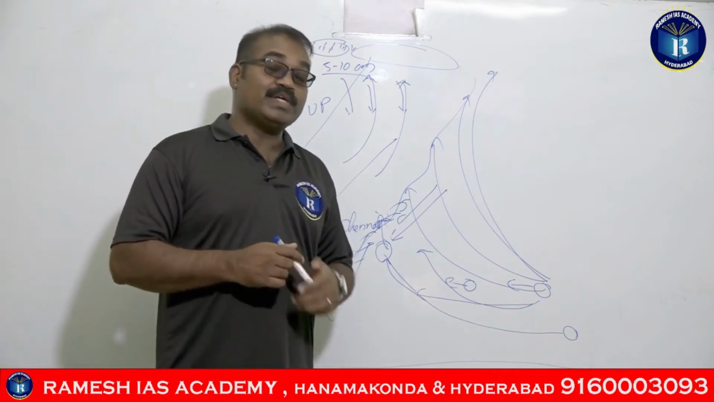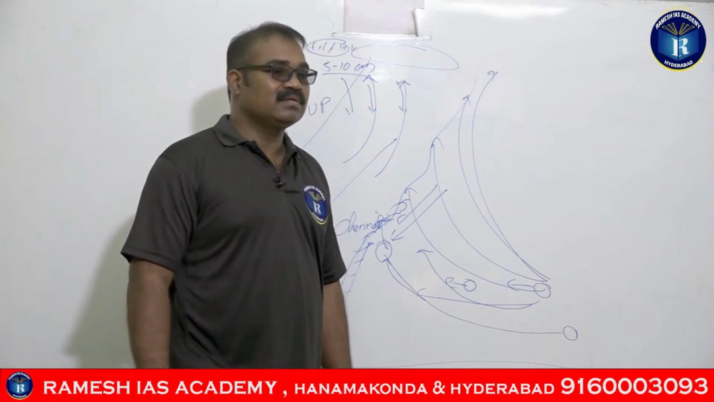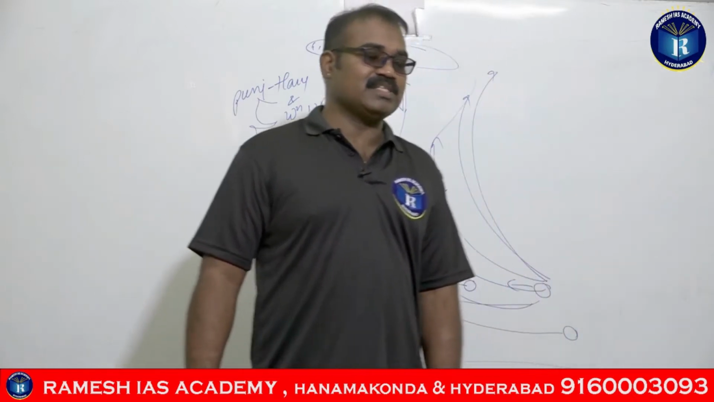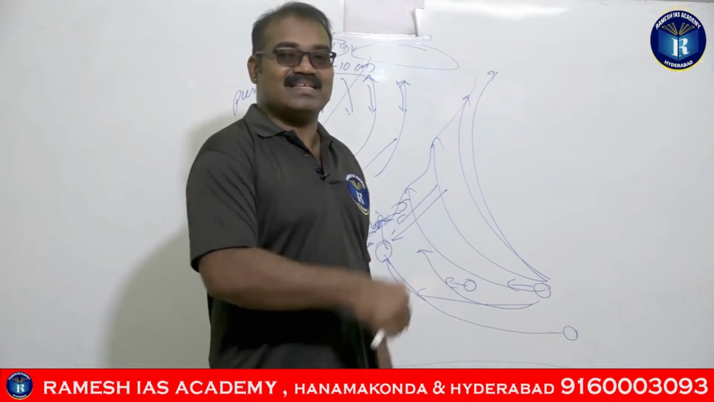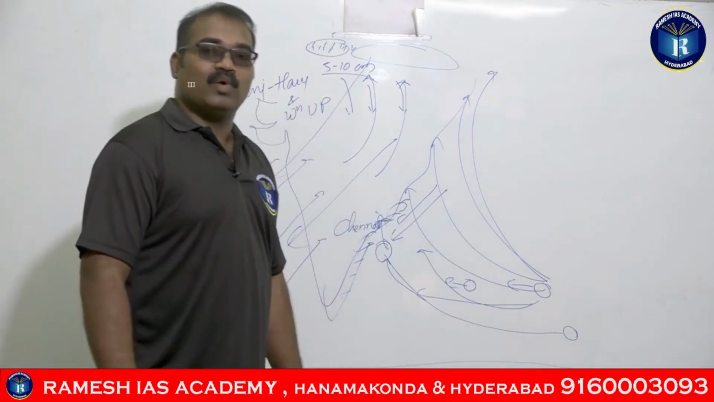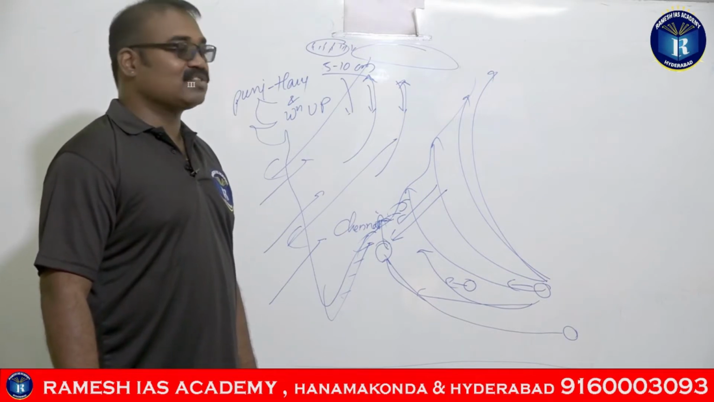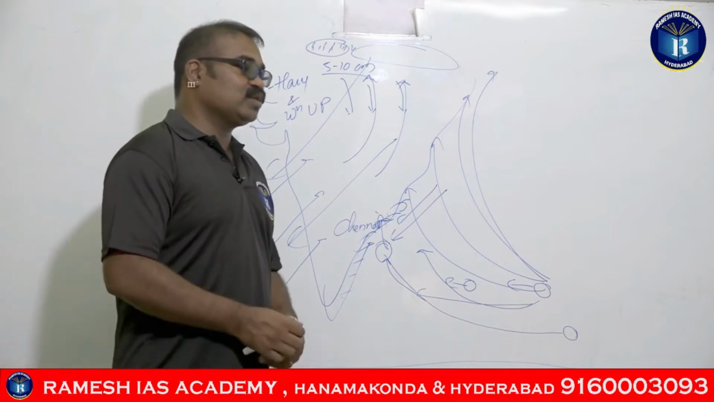Because the lowest temperatures during this season are recorded in, as we said yesterday when we were talking about the lowest temperature recordings, the Dras and Kargil sector. So this season records the lowest temperatures of India. The Dras and Kargil sectors will be recording minus 40 degrees centigrade, guys.